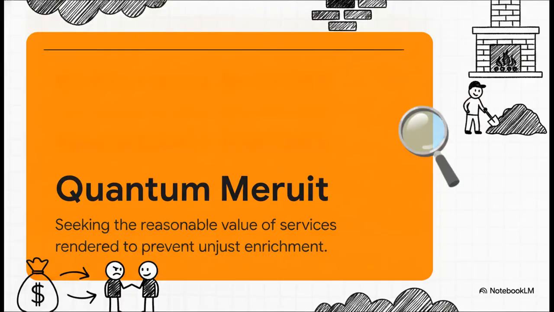Okay, write this key term down, quantum meruit. It's a fancy Latin phrase that basically means as much as he has earned. It's a cause of action seeking the reasonable value of services rendered. Let's say you hire someone to build a beautiful brick fireplace in your living room. You pay them a $10,000 deposit, they dig a hole, leave a pile of dirt, and just walk away forever. Quantum meruit ensures you can look backward and get that deposit back, because the builder would be unjustly enriched if he kept it for doing nothing.